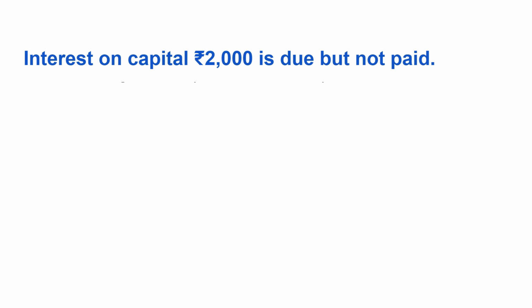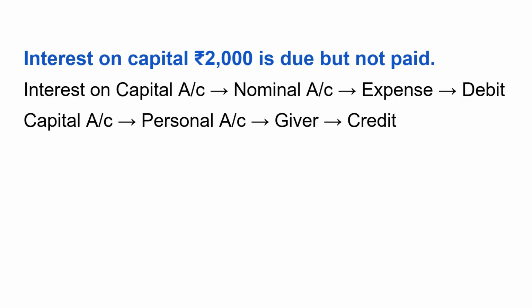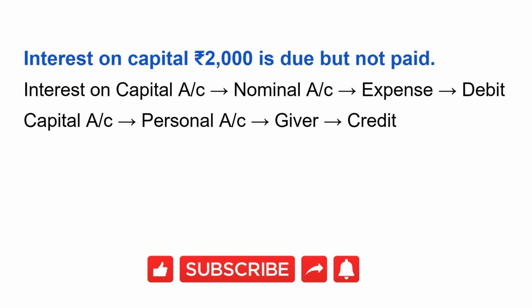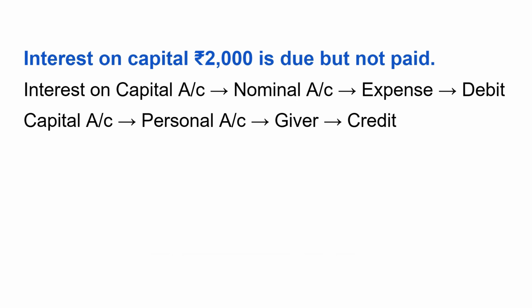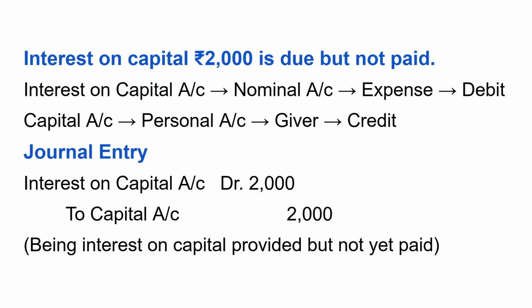Next, interest on capital 2000 rupees is due but not paid. The two accounts affected are interest on capital account and capital account. Interest on capital account is a nominal account because it is an expense. We need to pay the interest to the owner, so it is an expense and it is debited. And capital account is a personal account and it is the giver, so it is credited. And the journal entry is interest on capital account debit 2000 rupees to capital account 2000 rupees, and the narration is being interest on capital provided.